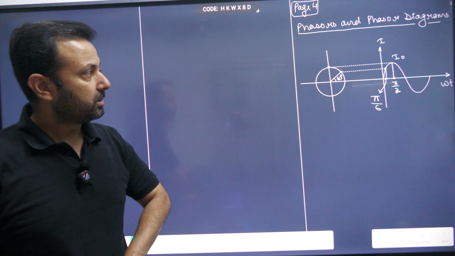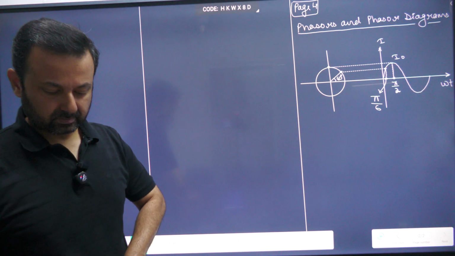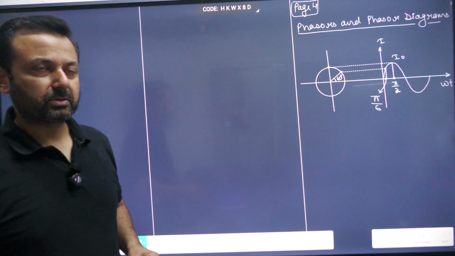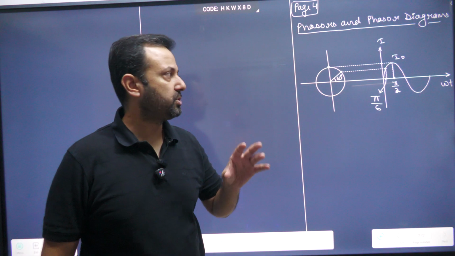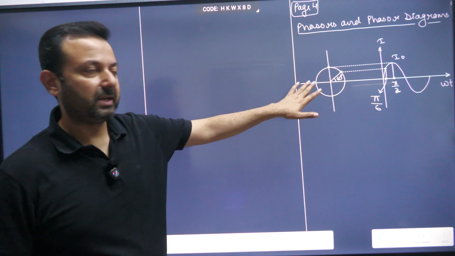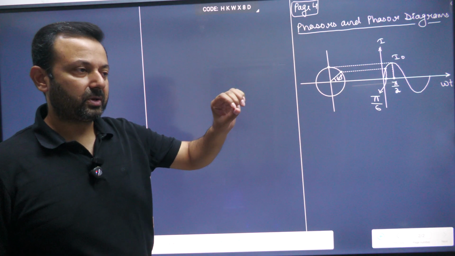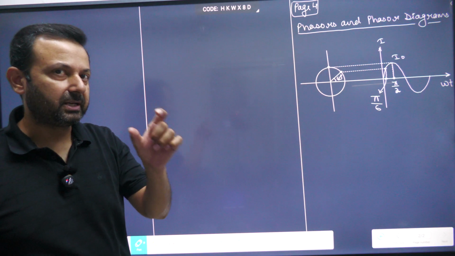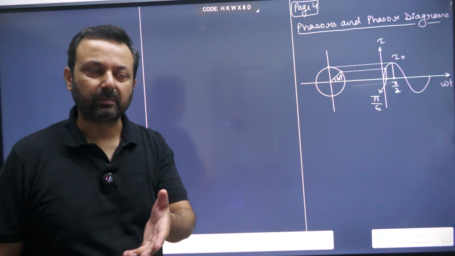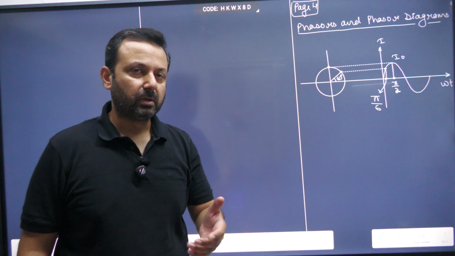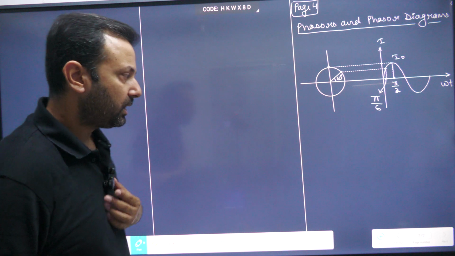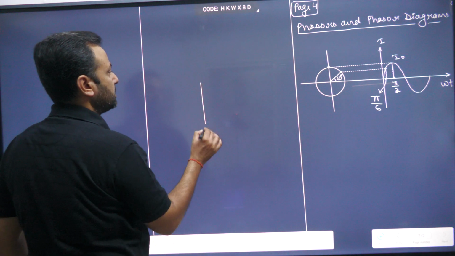Is this clear? So understand what these diagrams are and what they are for. I am going to show how this AC wave is related with the circular plane. You can see this type of AC wave in any diagram in your book, or in any other book or NCERT.